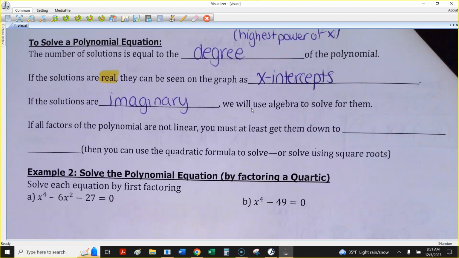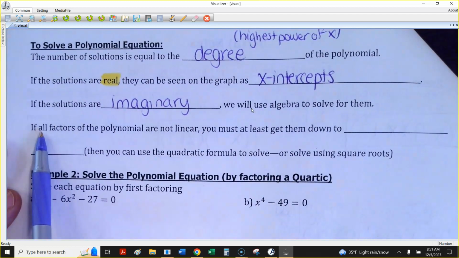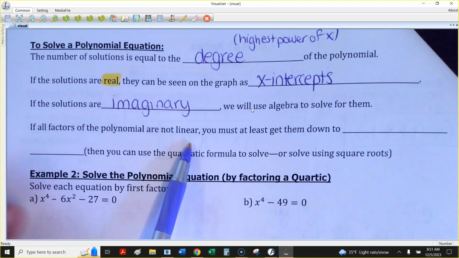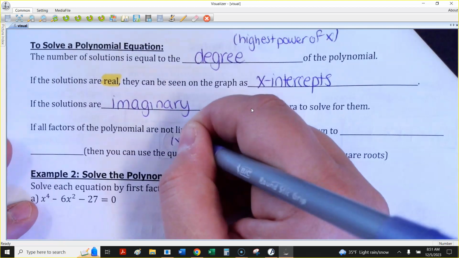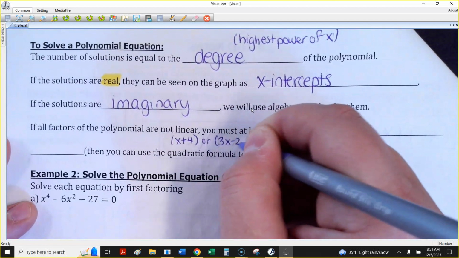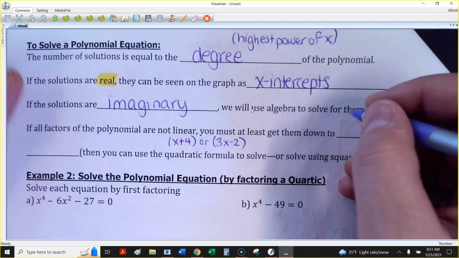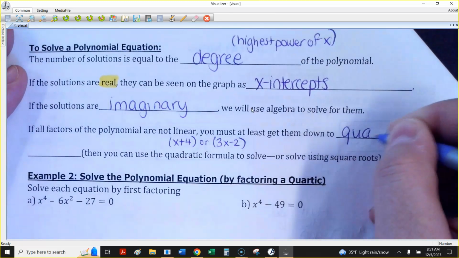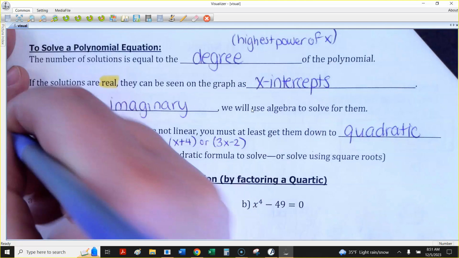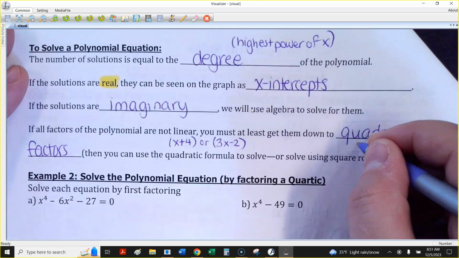So since we can't see them on the graph, we're going to have to use some type of algebra to solve for them. Okay, now this says we're going to factor today like we did yesterday. If all the factors of the polynomial are not linear, so a linear factor would be like x plus 4 or like 3x minus 2. Those would be examples of linear factors. You just have an x. You don't have anything higher than that. If they're not linear, you have to at least get them down to be quadratic factors.